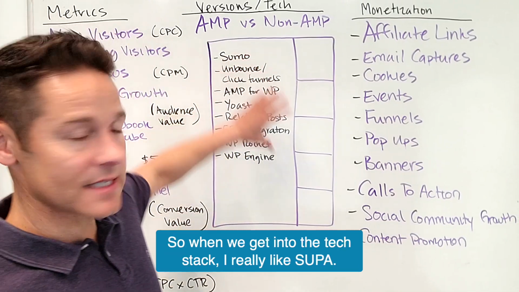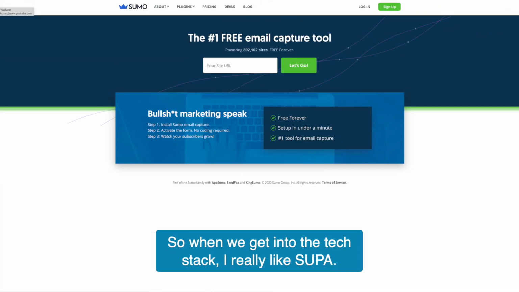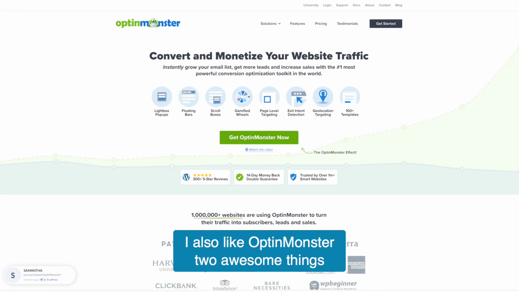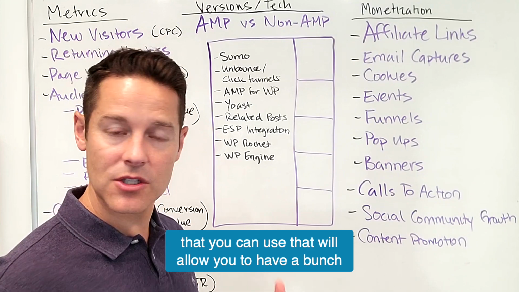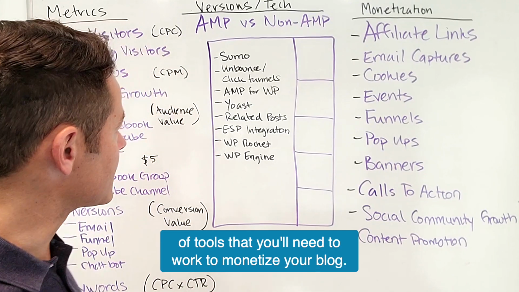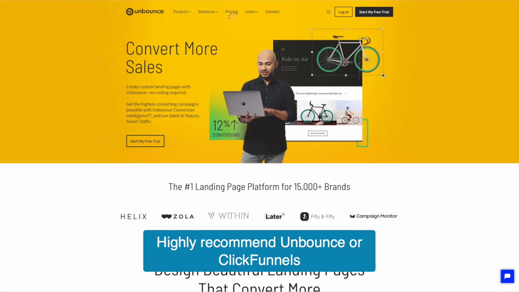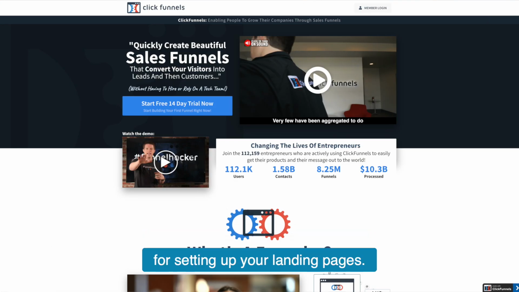When we get into the tech stack, I really like Sumo. I also like Opt-in Monster, two awesome things that will give you a bunch of the tools you'll need to monetize your blog. I highly recommend Unbounce or ClickFunnels for setting up your landing pages.